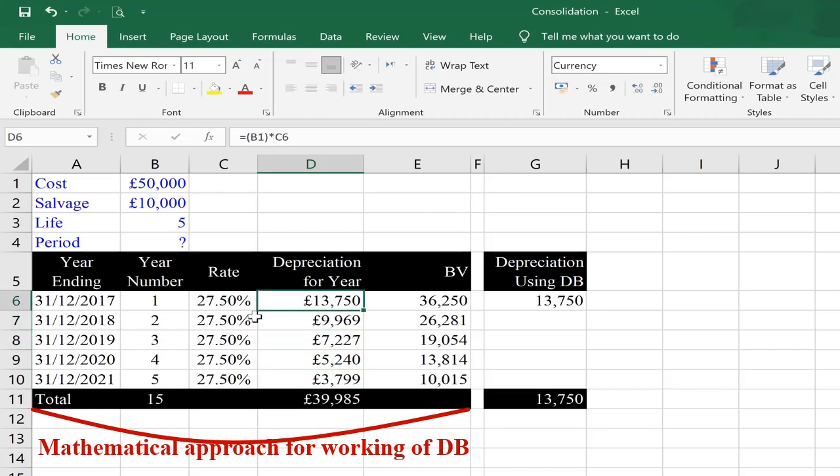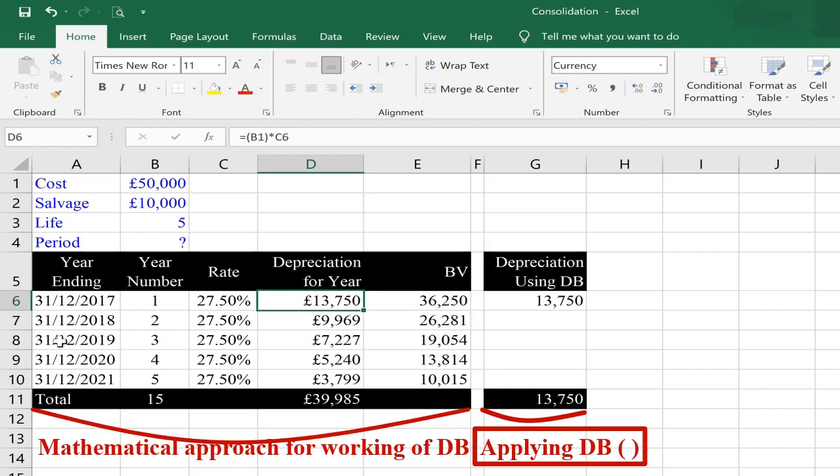In this way we have calculated depreciation for all 5 years, and accumulated depreciation during 5 years is equal to 39,985. If we deduct salvage value from the cost, we will get 40,000. So 40,000 is the value of the equipment or machine that should be depreciated over the 5 years. That was the process of how the declining balance function works.